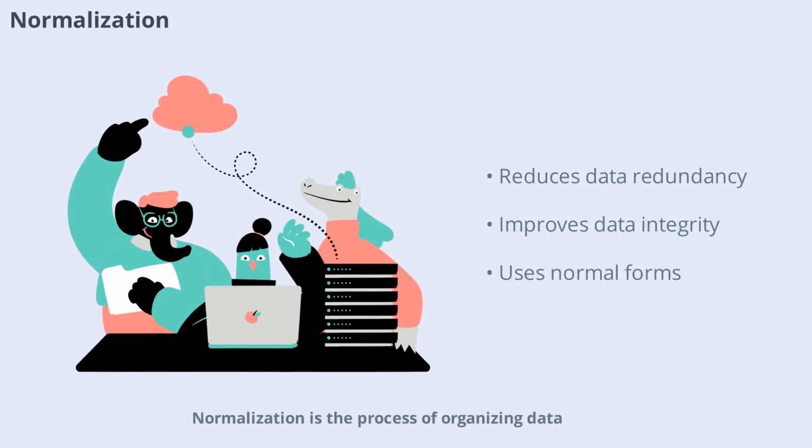Normalization is the process of organizing data to reduce redundancy and improve data integrity. It involves dividing large tables into smaller related tables and defining relationships between them. Normalization helps ensure that each piece of data is stored only once, making updates easier and reducing the risk of inconsistencies. There are several normal forms, each with specific rules for structuring data.